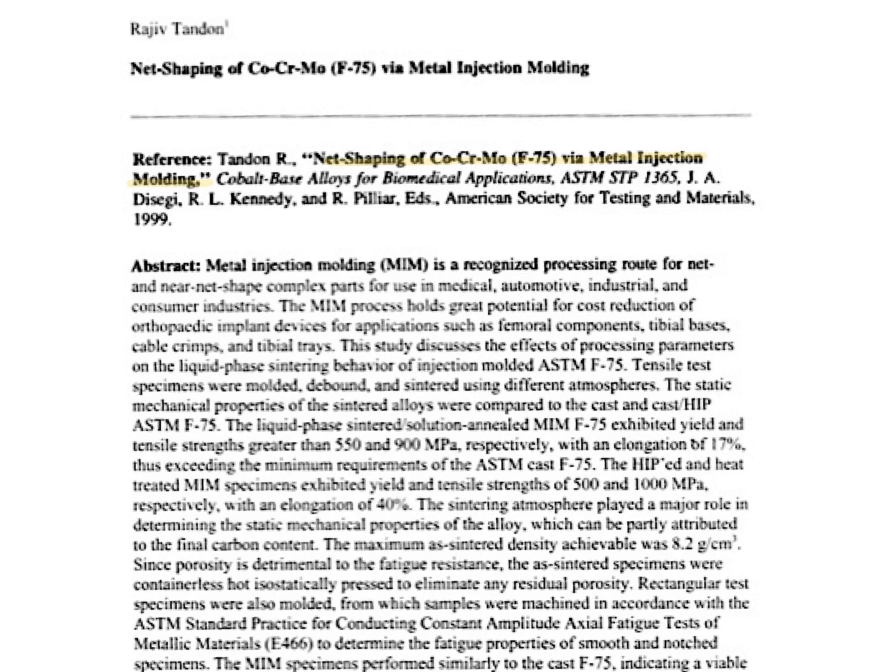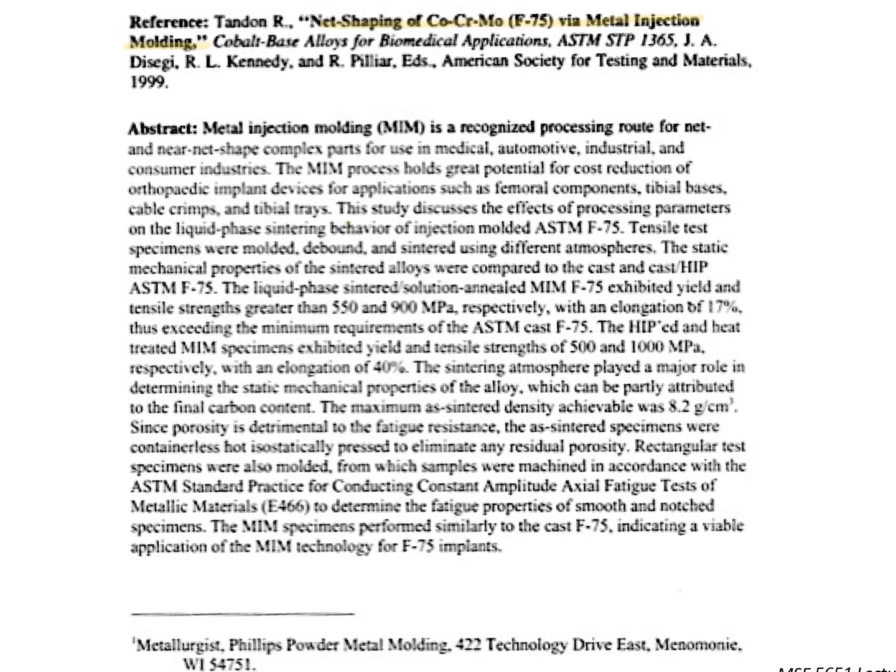Looking at MIM, he's got a lot of things here that are relevant to what we discussed. And so we're looking at near net shaped complex parts for medical, automotive, industrial, and consumer industries. And so that kind of covers the gamut of things that we've talked about so far in class.